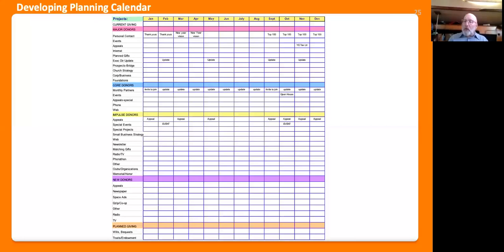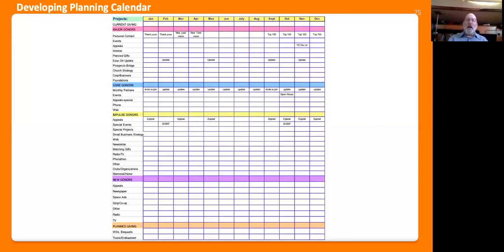Now under new donors, are you going to rent lists for appeals? A very successful one has been ads in newspapers in major cities. Space ads where you used to buy them inside the newspaper packs. I don't know if they do that anymore. And then you're definitely going to have web things on there, things on your website to attract new donors, first-time donors.